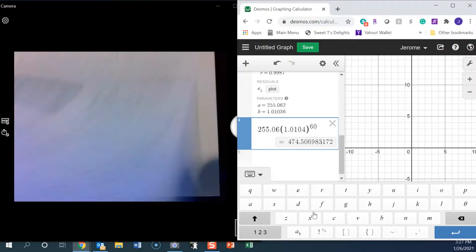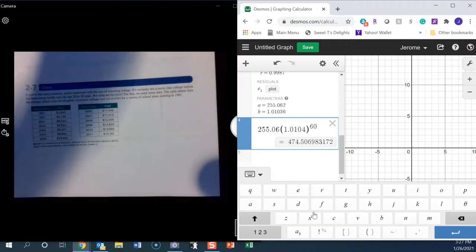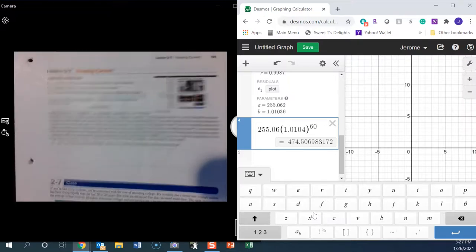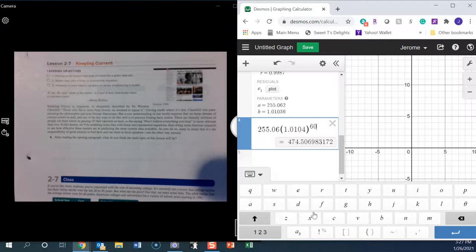Now we want to mosey on over here to 2.7, which is on page 191. Just to give you a little outlook on this, we're only going to go up to page 195, and then we'll be done with 2.7. It says learning objectives. Decide on an appropriate type of model for a given data set. Model data with a linear or exponential equation. Research current data to compare to values predicted by a model.